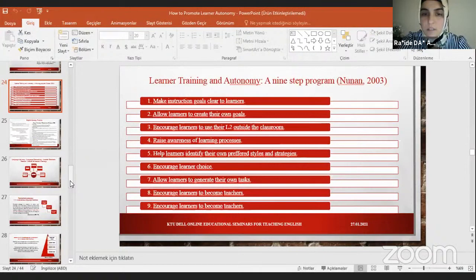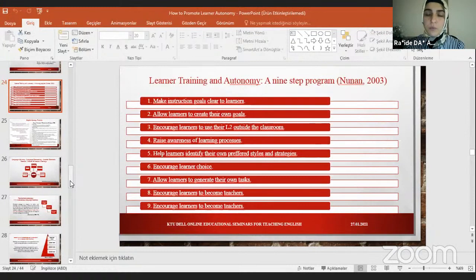And another step here, again, is something familiar to you because we discussed this. You should always encourage your learners' choice. So you should provide some options to your students in every part of your teaching process. And you should allow your learners to generate their own tasks. So for instance, at this step, you may provide some examples, but with the help of technology, you may ask your students to produce their own tasks. So you may make use of project-based learning here as well.